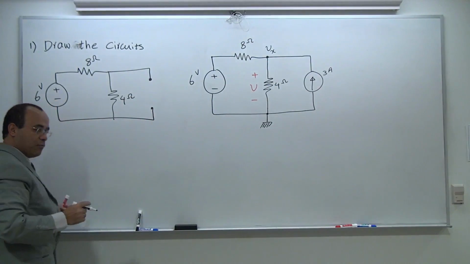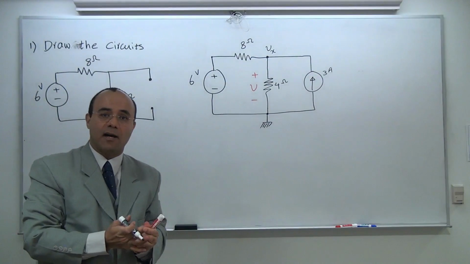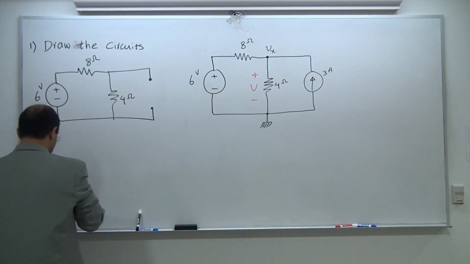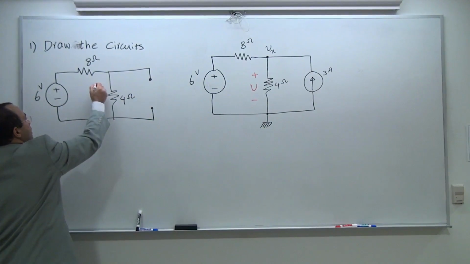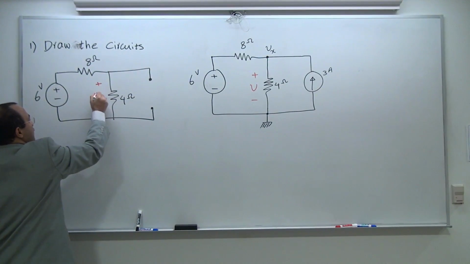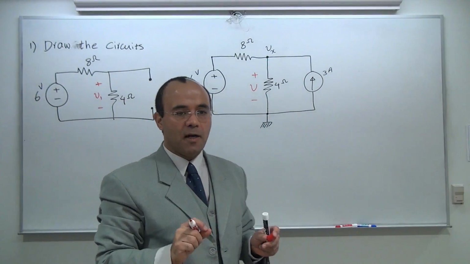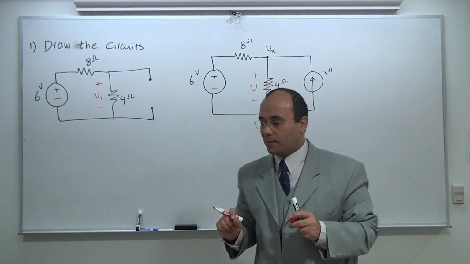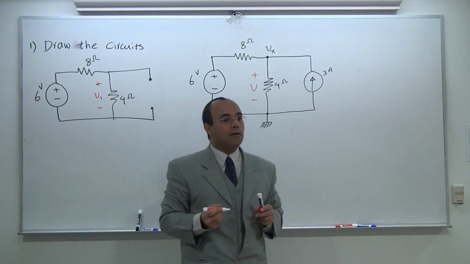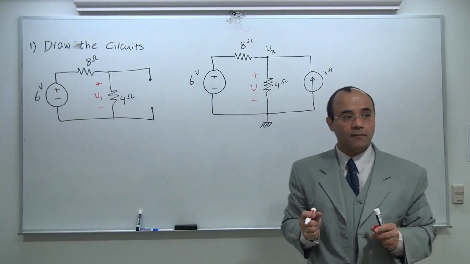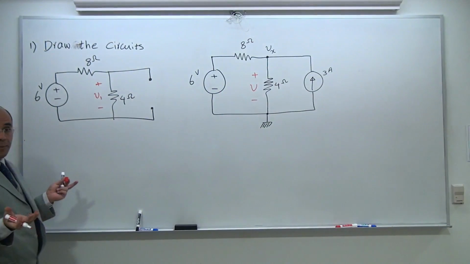And I mean it. It's a broken line, meaning it doesn't actually allow any current to go through. When I get to this stage, I'm going to call this plus minus V1. It's only the portion of the contribution that is deposited across the 4 ohm. Okay? The second circuit, you have two independent sources.